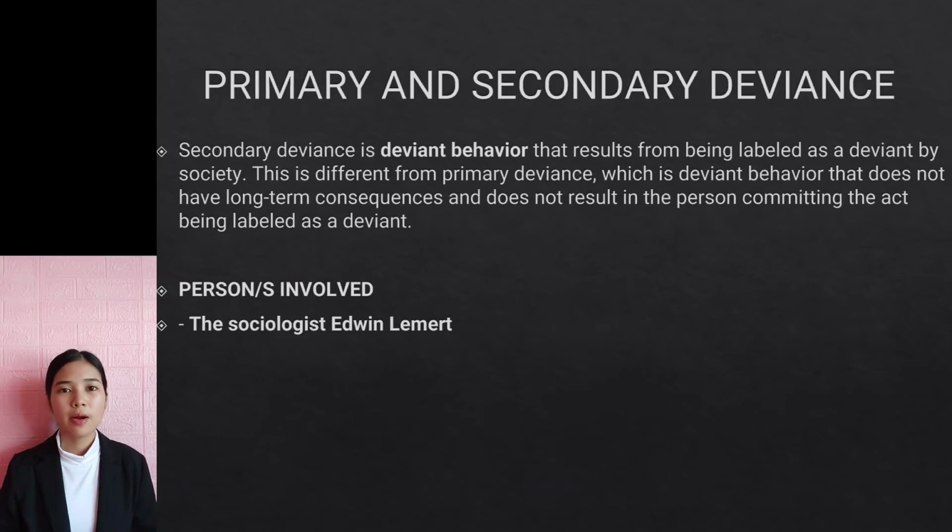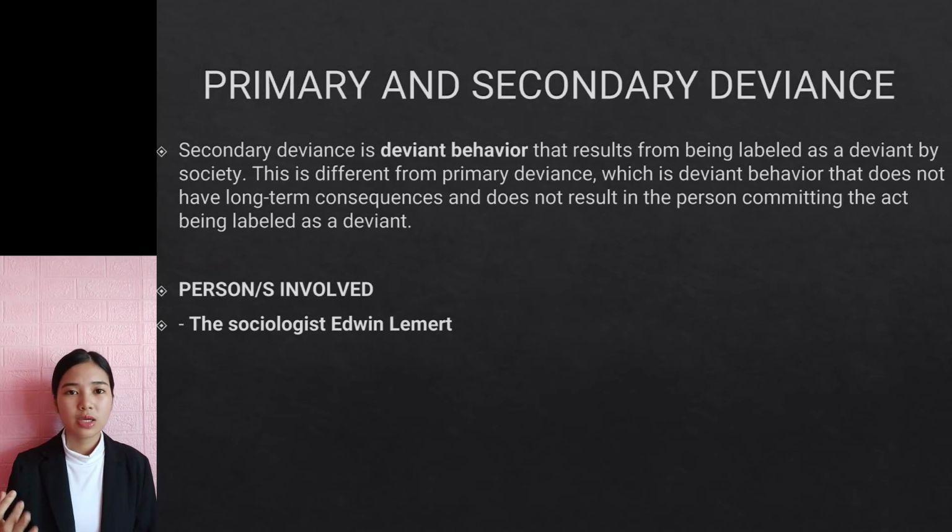So next is primary and secondary deviance. Secondary deviance is deviant behavior that results from being labeled as deviant by society. This is different from primary deviance, which is deviant behavior that does not have long-term consequences and does not result in the person committing the act being labeled as deviant. For example, teenagers smoking cigarettes and drinking alcohol with their friends is primary deviance.